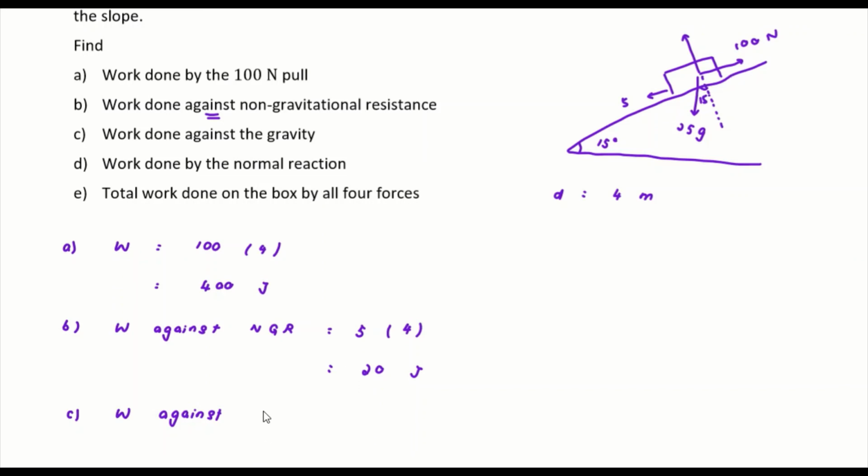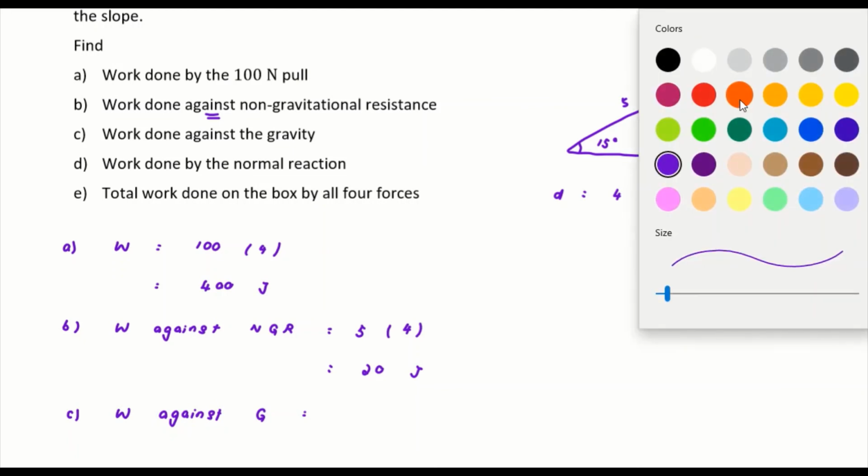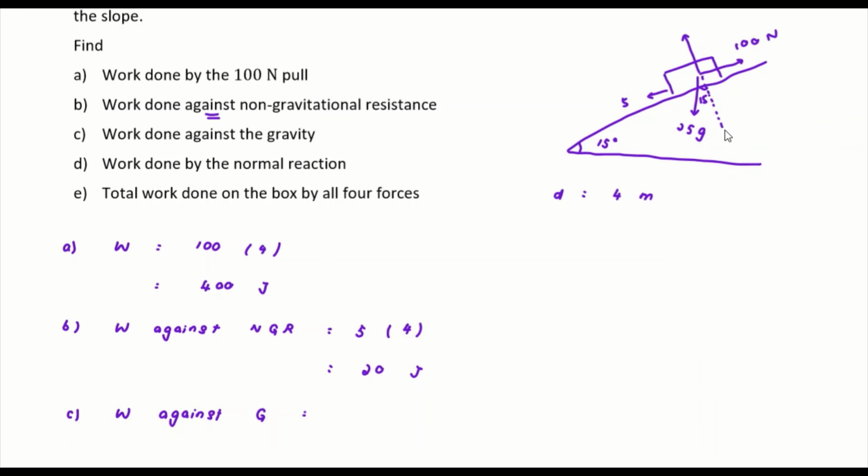So that's why they use the word against. So W against the gravity, which is G. So in this case, there will be the weight. Okay, so you have two things that you need to resolve, right? The first one is whether you resolve it in the direction here or you resolve it in the direction here.